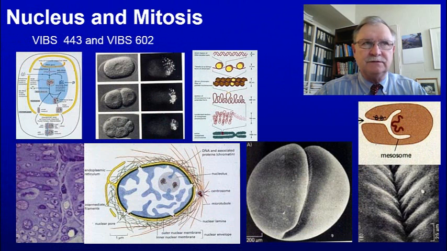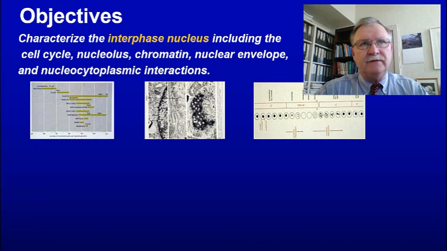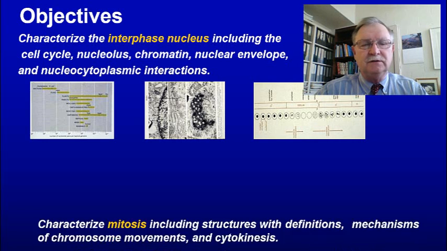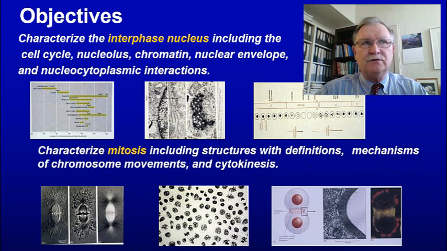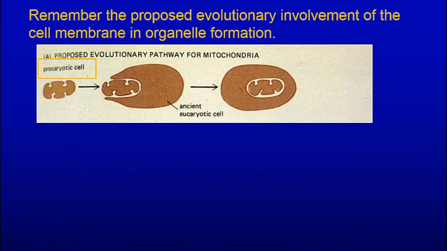Hi, I'm Larry Johnson, a professor at Texas A&M University, and today we're going to be talking about the nucleus and mitosis. We want to characterize the interphase nucleus, including the cell cycle, the nucleolus, chromatin, nuclear envelope, and the nuclear cytoplasmic interactions. We also want to characterize mitosis, including the structures with definitions of mechanism of chromosome movement and cytokinesis.